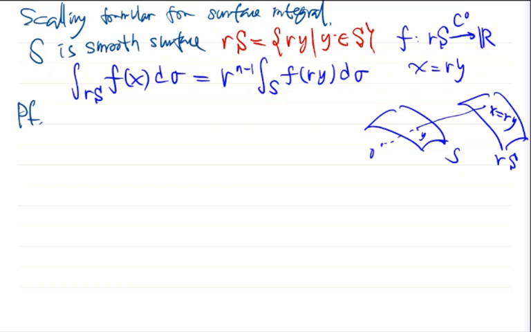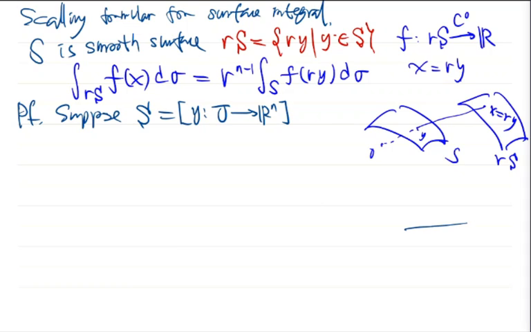The idea is the same as the case when n equals 3, which is a quiz question, question 4 in the last quiz. Okay, so we take a parametrization. Suppose the parametrization of S is y, a map from u in R^(n-1) to R^n. This is the parametrization of S.